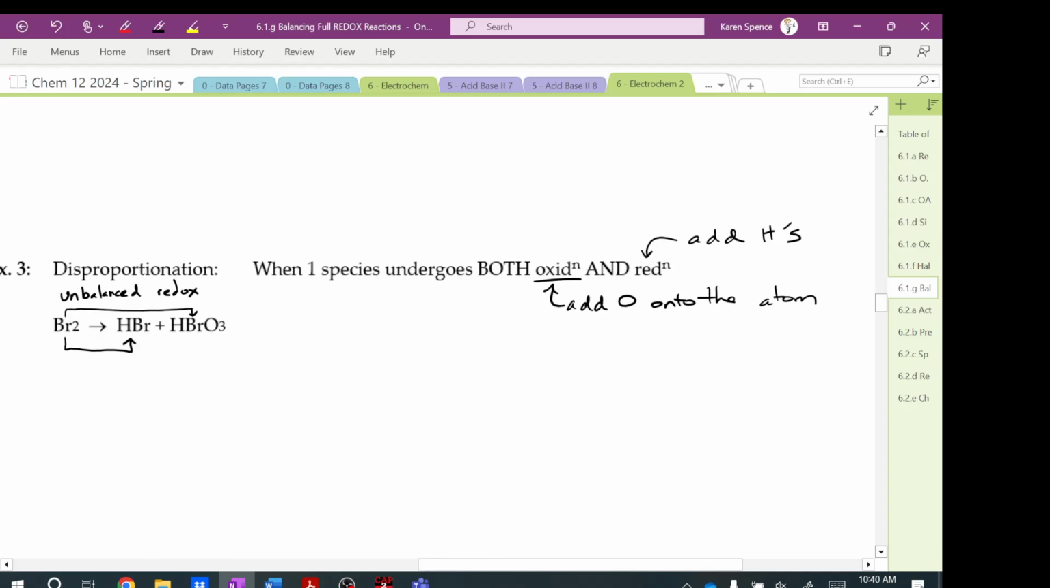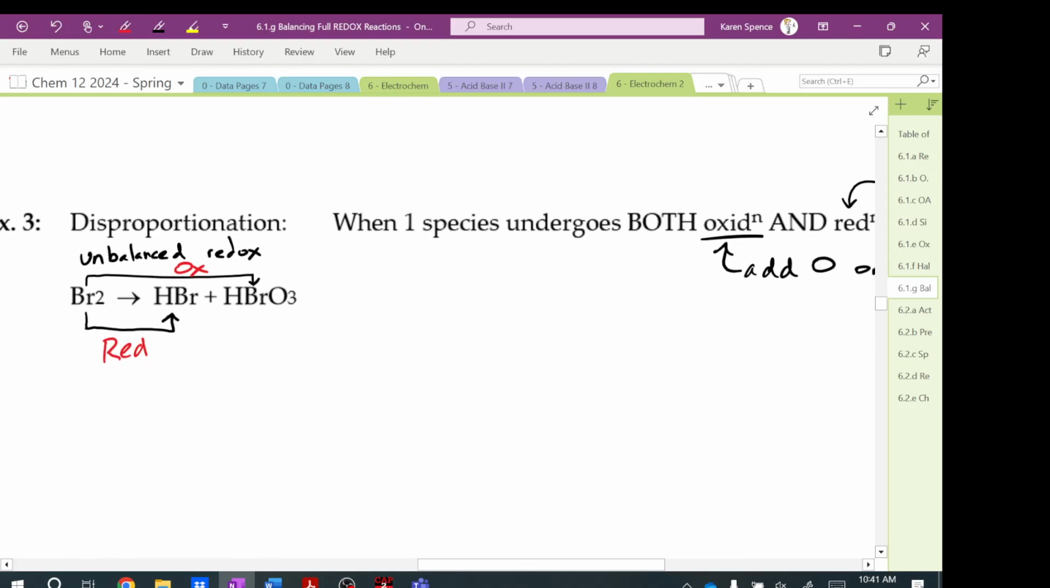I could look at this reaction and say, this is going to be my reduction because I put on just hydrogen. And this is going to be my oxidation because I put on hydrogen, but also a whole bunch of oxygens. That makes it really quick for me to just say, oh, I know what that is. Can be nice for multiple choice.